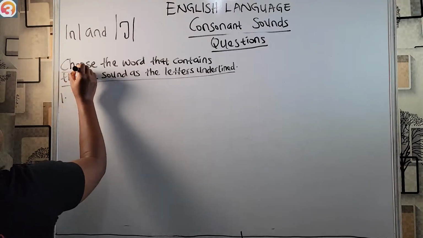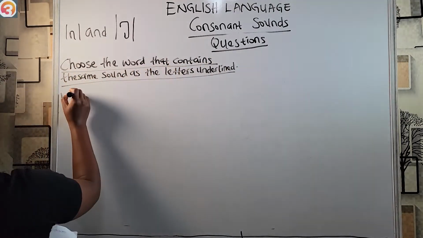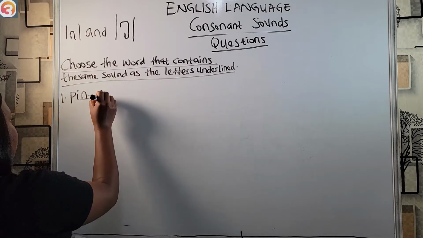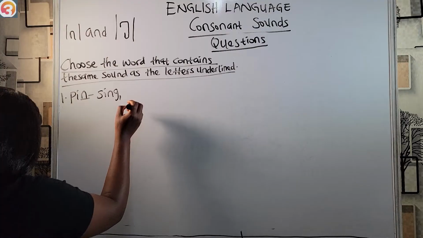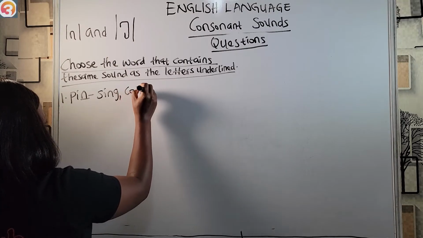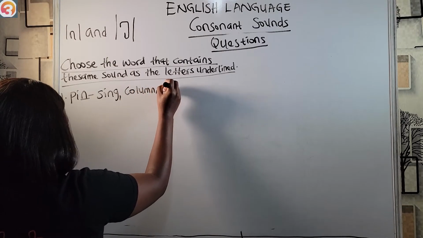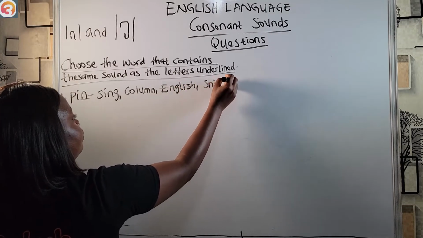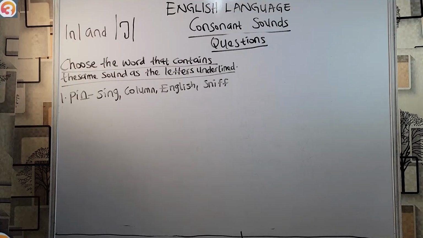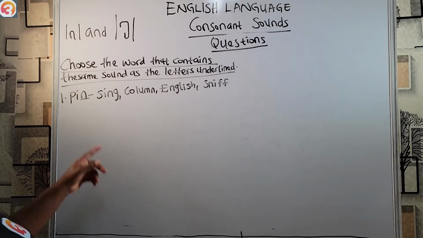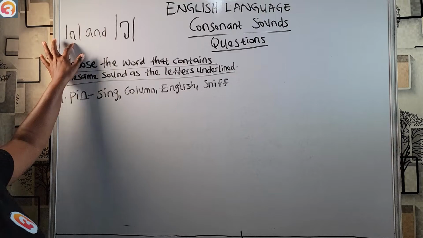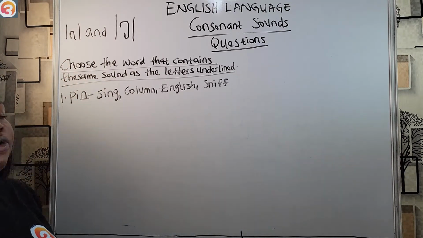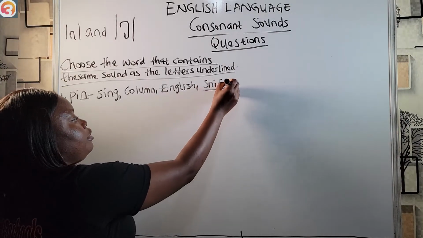So here we have, up first, pin with the N underlined, and our options are sing, column, English, and sniff. So we look at the options. Pin, we have been tested for the N sound. Pin, sing, column, English, sniff. Our answer here becomes sniff.